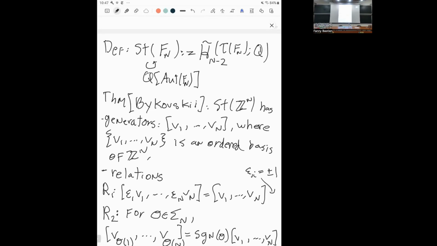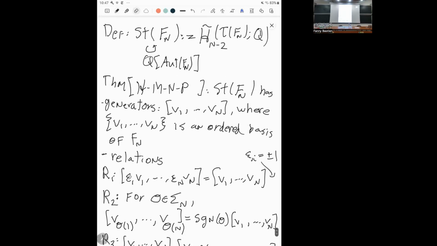So something that we proved is that the Steinberg module of Fn has an analogous presentation to the Steinberg module of Z^n. It has generators, symbols of the form [v1, ..., vn], where the set v1 through vn is an ordered basis of Fn, and the relations are exactly what you would expect if, instead of multiplying an element by plus or minus 1, we now just consider an element up to inverse. So if we raise a basis element to plus or minus 1, then we get the same symbol as before.